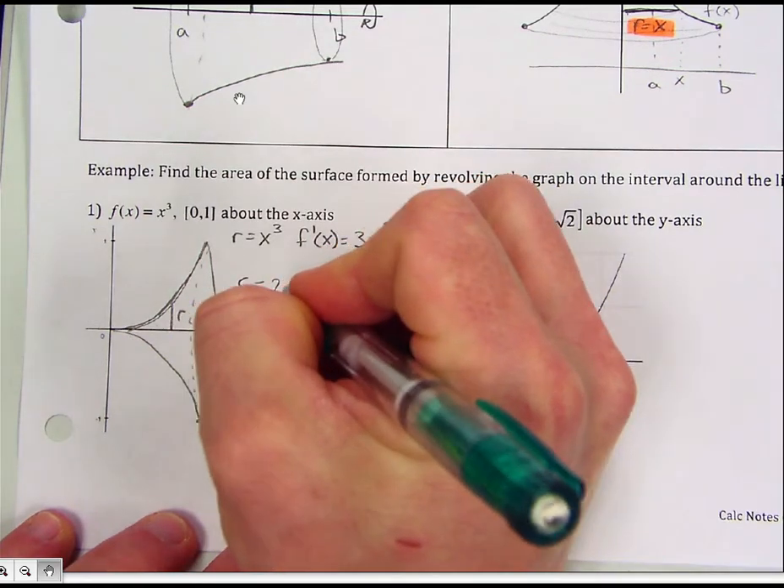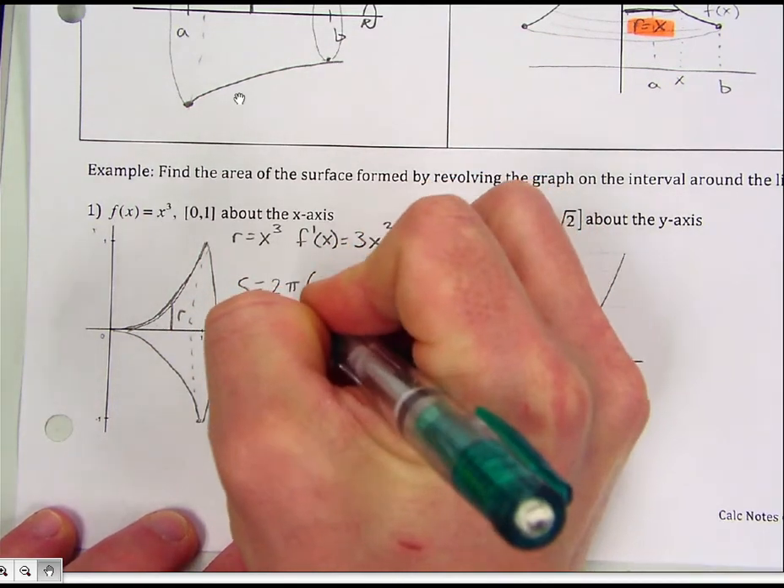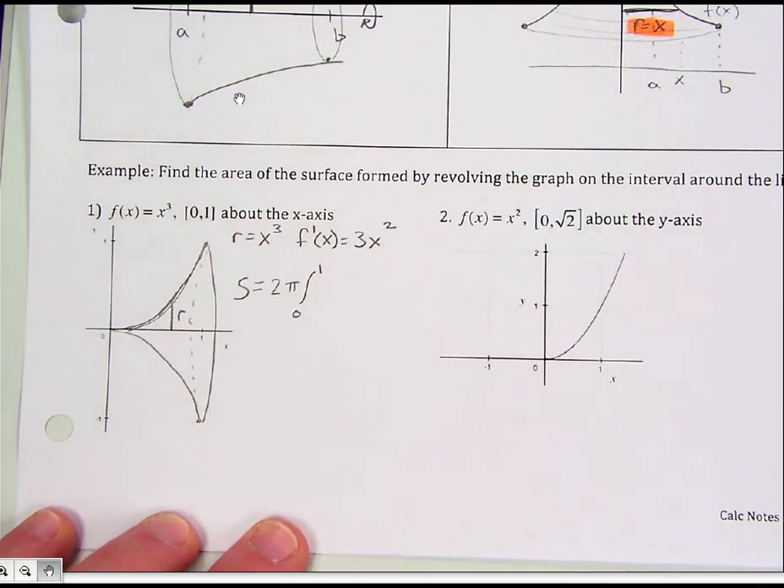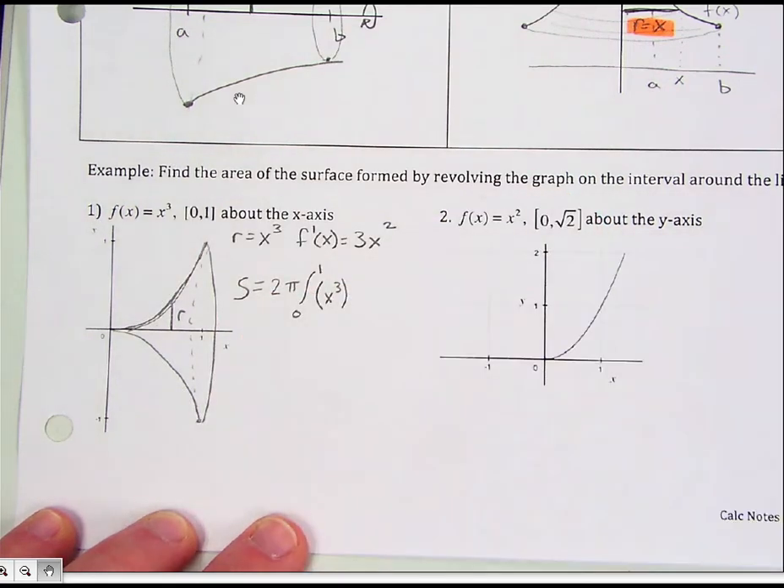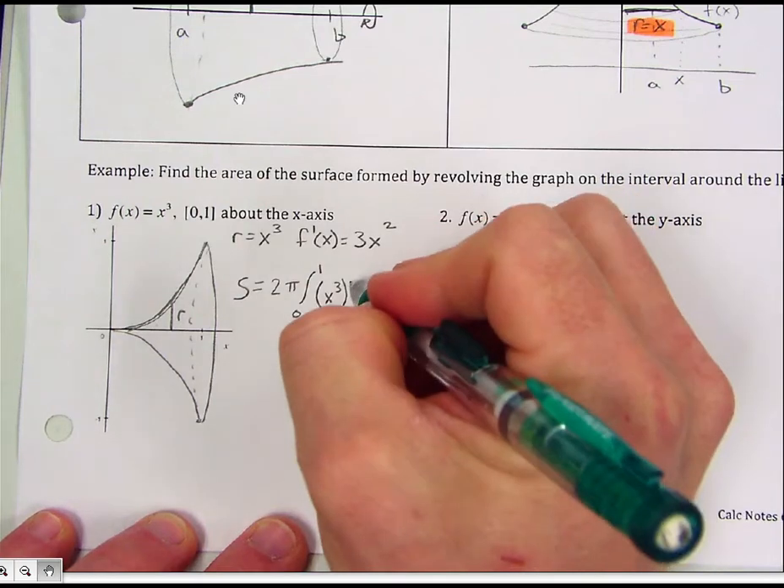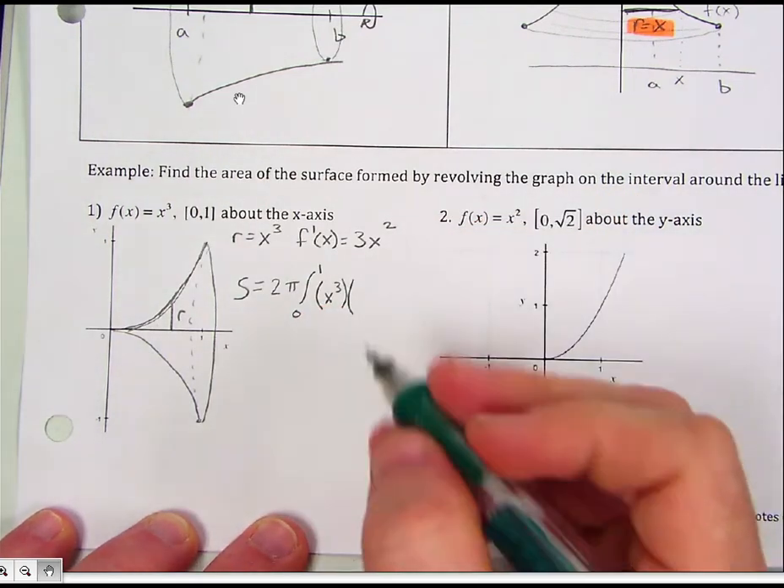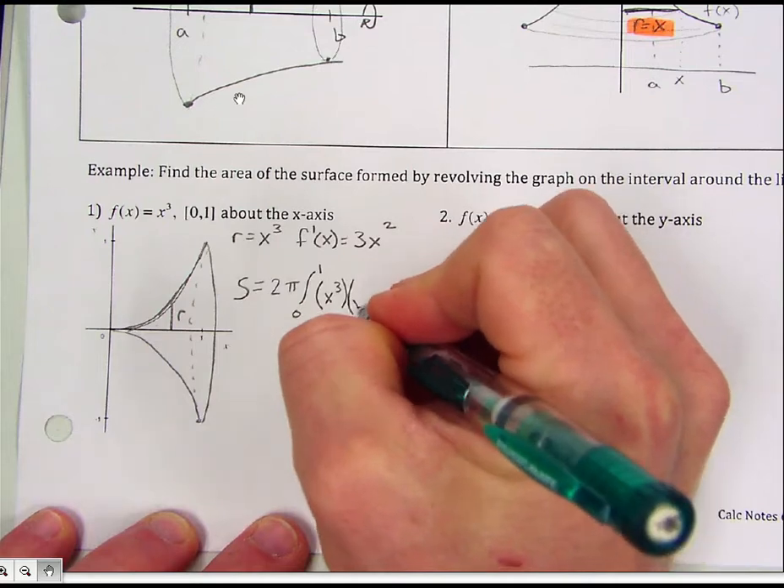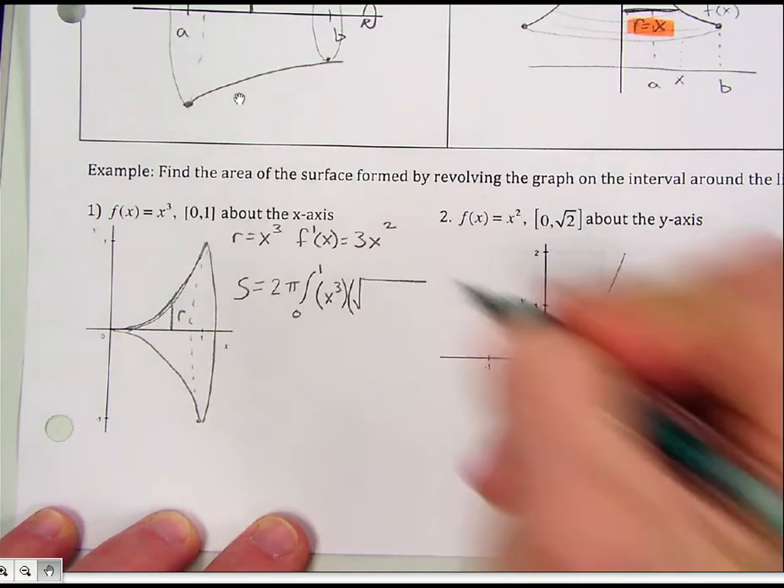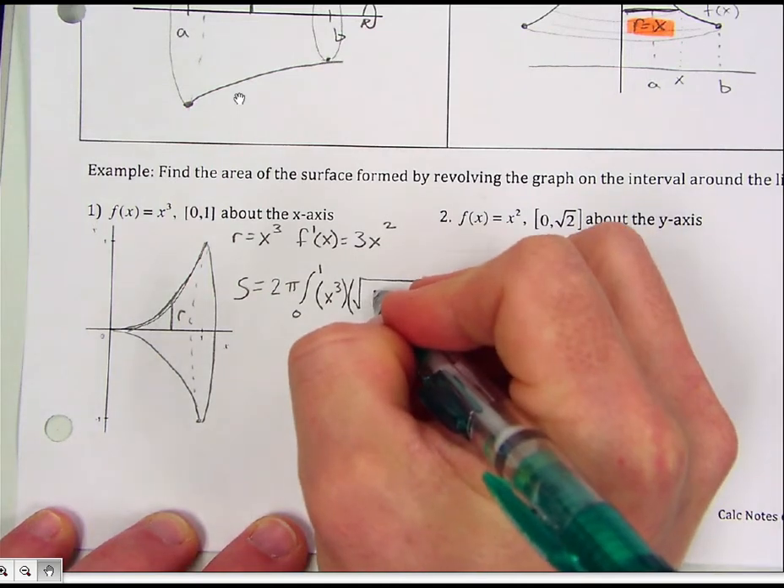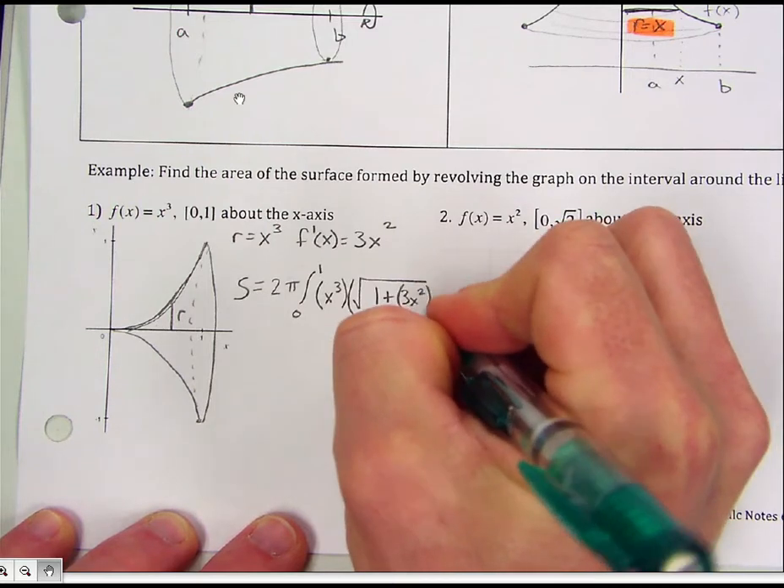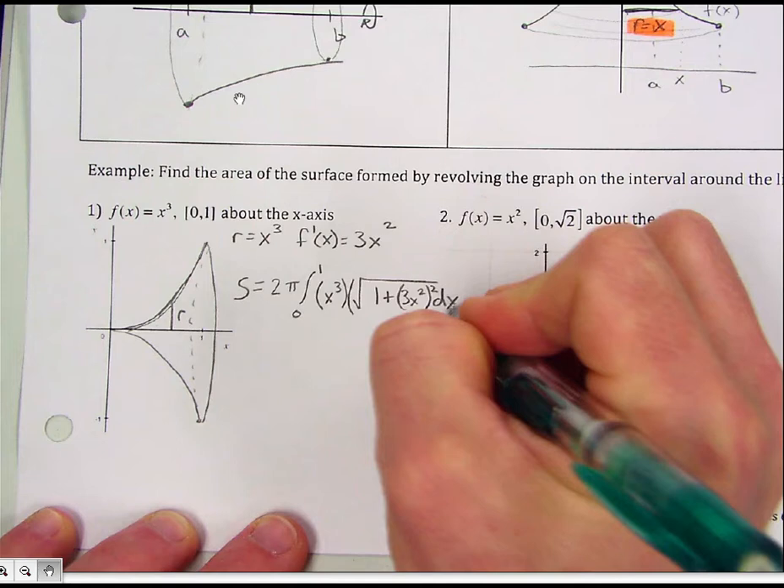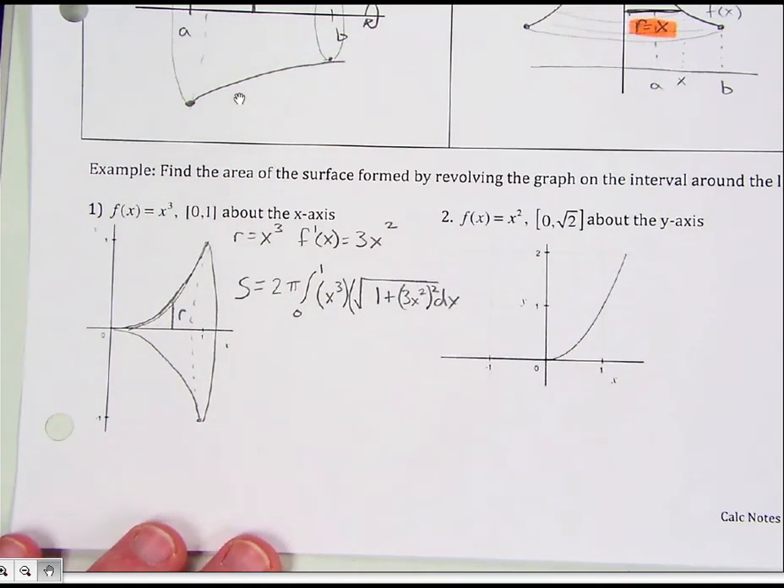So here we get 2 pi. It's the integral from 0 to 1. And then we're going to multiply the radius, which is x cubed, and then times the arc length portion. And this is what you're doing on your quiz today. And that's 1 plus f prime squared. Squared, yeah. And there we go.